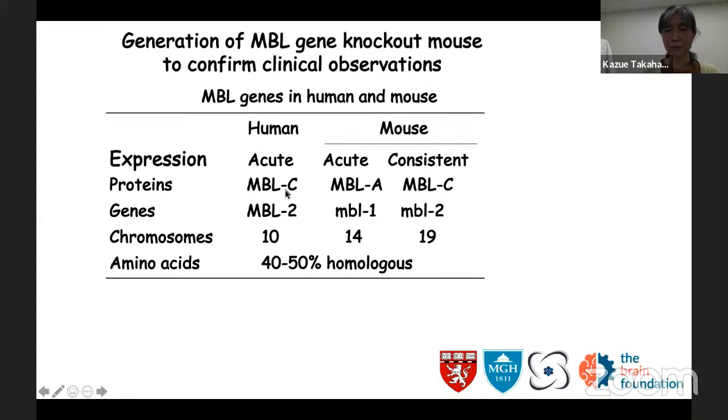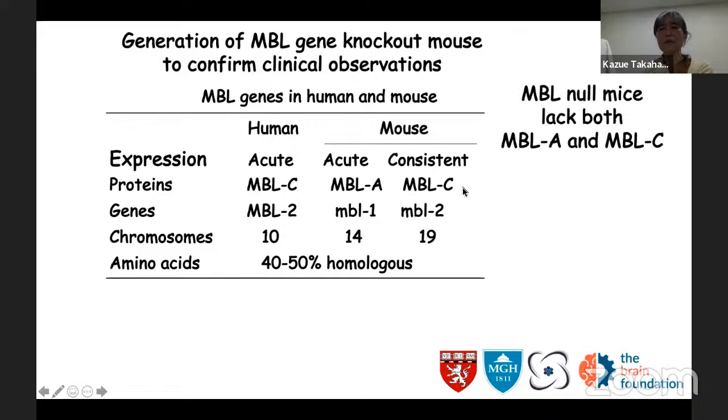So often some people might describe it as human MBL-C. And if we compare the protein level, actually there's 40–50% homology between human, mouse A, and C. So when I give you phenotypes, I'll talk about MBL knockout phenotypes. So MBL knockout mice are actually double knockout of MBL-A and MBL-C. So we made single knockouts and crossed them to make double knockout, so Mbl null mice.